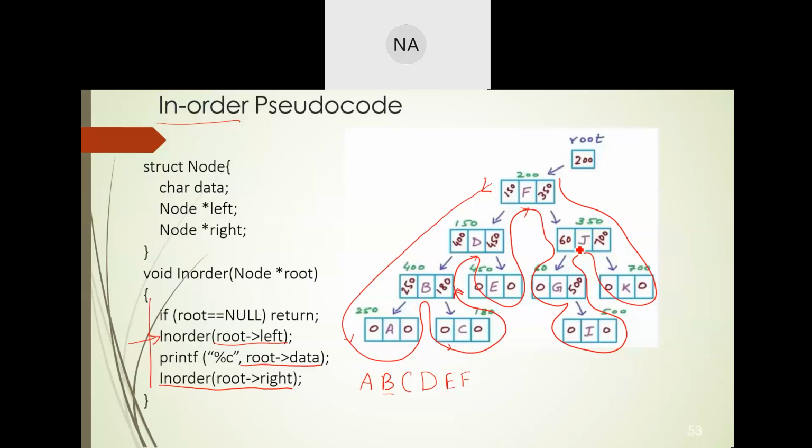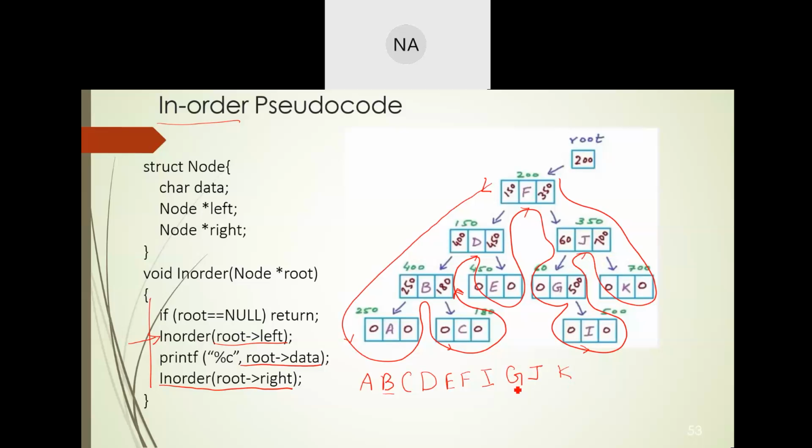Then node J is visited for the first time, so you will skip it. Then node G is visited, and G is visited for the first time, so you will also skip it. Then I is visited for the first and for the last time, so I will be printed. Then node G is visited for the second time, so you will print its value. Then node J is visited for the second time, so you will print its value. Then node K is visited for the first and the last time, so you will print its value. Okay, so this is the in-order traversal trick.